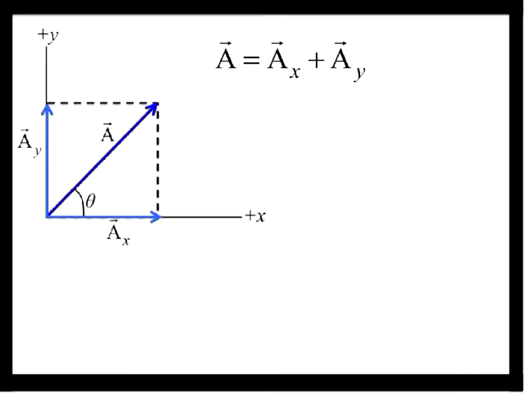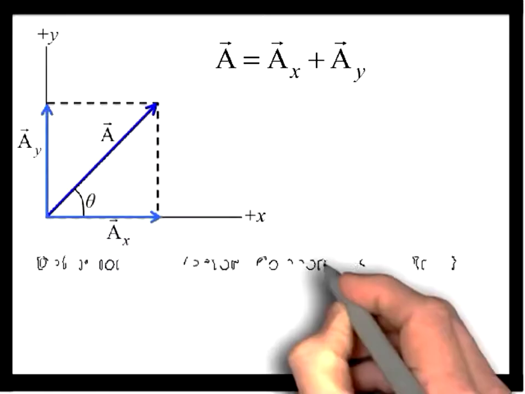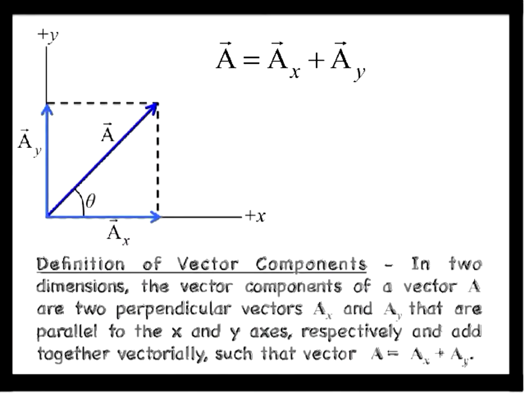The following definition summarizes the components of a vector. In two dimensions, the vector components of a vector A are two perpendicular vectors A sub x and A sub y that are parallel to the x and y axes, respectively, and add together vectorially such that the vector A equals vector A sub x plus vector A sub y.